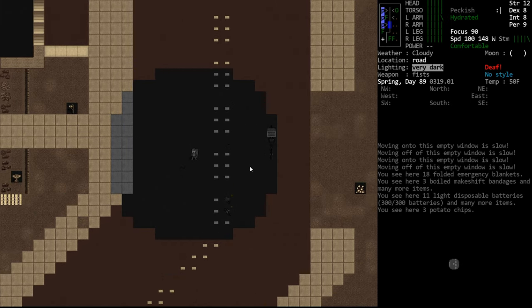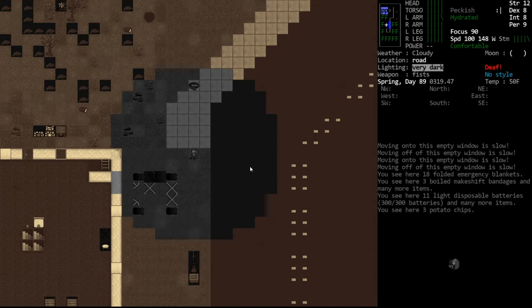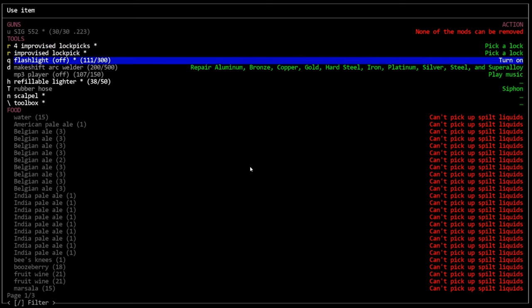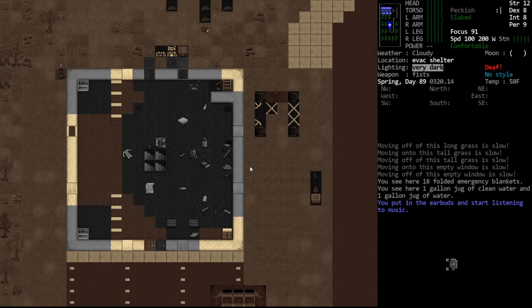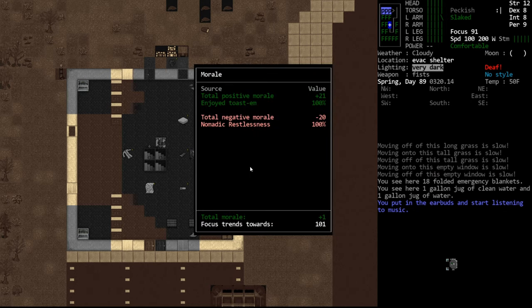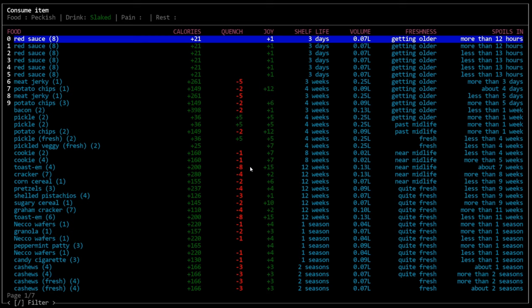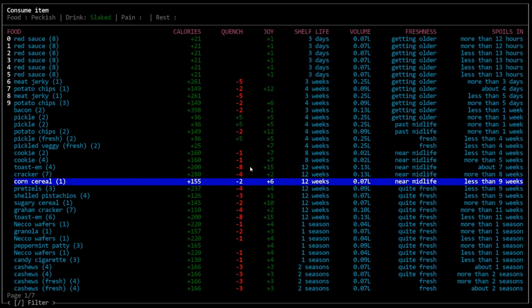Then he goes inside. I was gonna do vehicle work. We can't do vehicle work in the dark. So never mind. Let's put those earbuds in because the music will cancel out the nomad thing all the time. So we'll do that. And let's just eat and drink some stuff to get happy again.